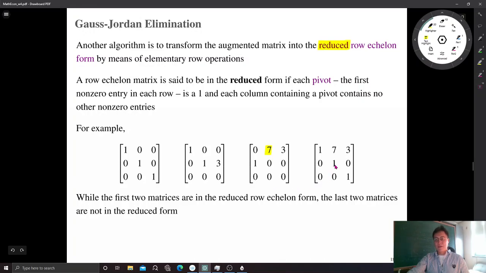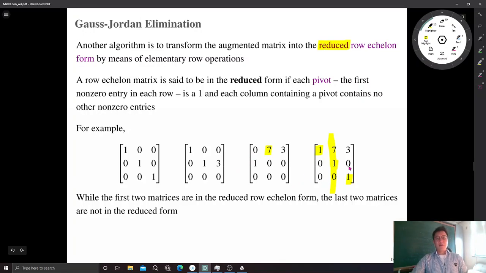And the fourth one, the first non-zero numbers in each row are number 1. Okay, so it satisfies the first condition, but violates the second because think about the second column. This column contains one pivot, right? The pivot in the second row, but it also contains another non-zero number 7. Okay, so it does not satisfy the second condition, so it's not a reduced form either.